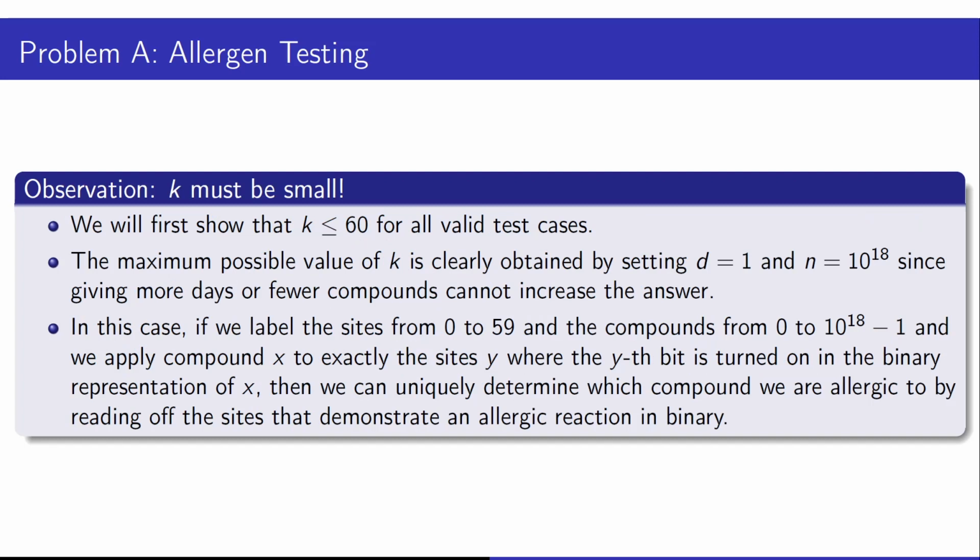So one of the first things that we can do here is observe that the number of sites you'll need, even in the worst case, will be very small. We can actually show that the number of sites will be at most 60. That happens when you have exactly one day and 10 to the 18 compounds to distinguish between. In this situation, we can use a binary construction to try to determine which compound we're allergic to by interpreting each compound's number as a binary number and then using that to determine the sites that we apply that compound to.